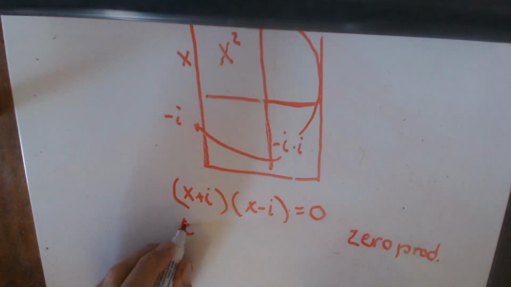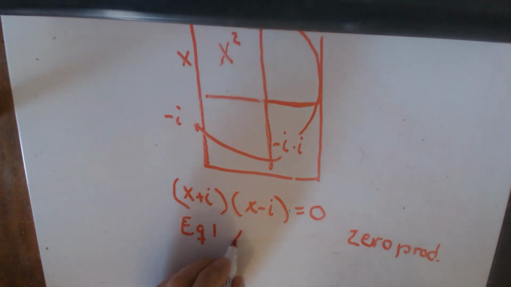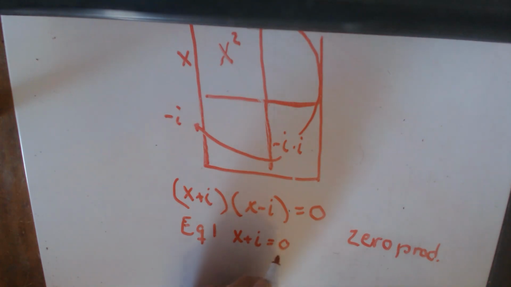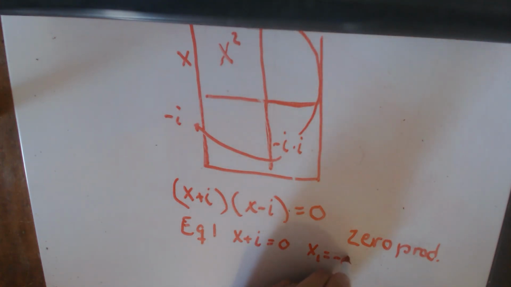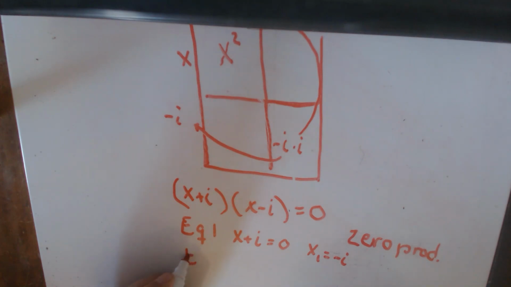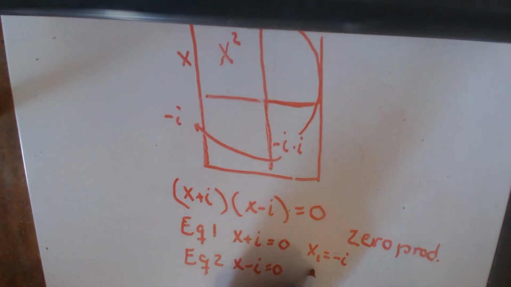So equation 1, x plus i equals 0. That means that x1 is minus i, and you have equation 2, x minus i equals 0, x2 equals i. And that is the answer. That was all.